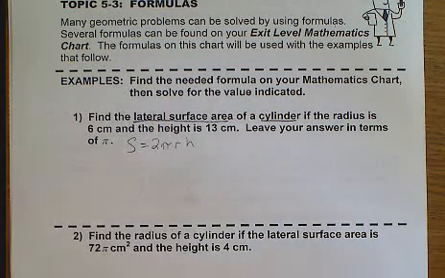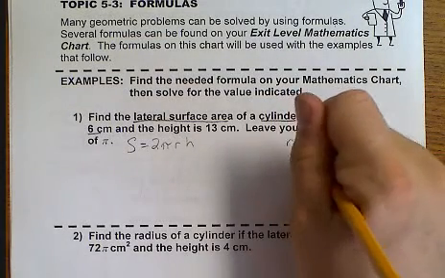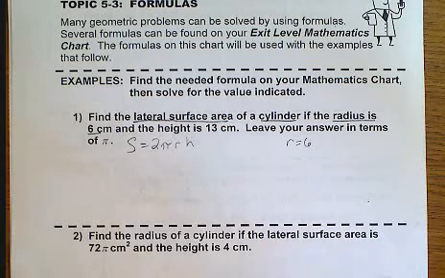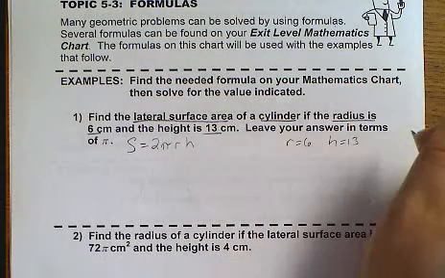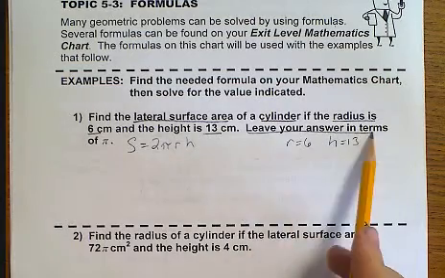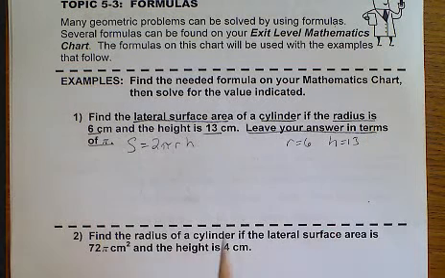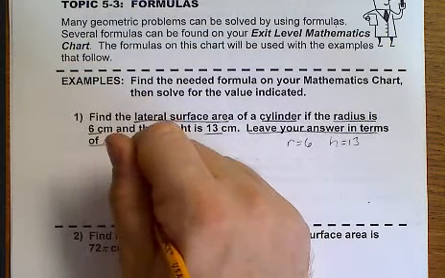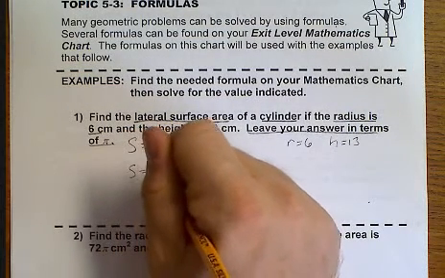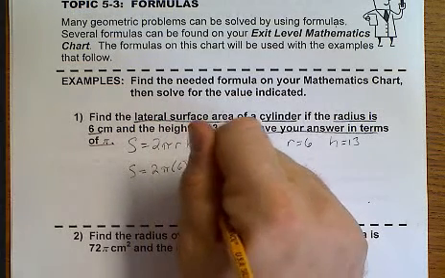Now we start with that, and they say that the radius is 6. So R equals 6. The height is 13. H equals 13. And we want to leave our answer in terms of pi. That means pi is going to stay as a variable through all of this. So now I'll rewrite my equation, but this time I'm going to use 6 and 13. So S equals 2 pi times 6 times 13.